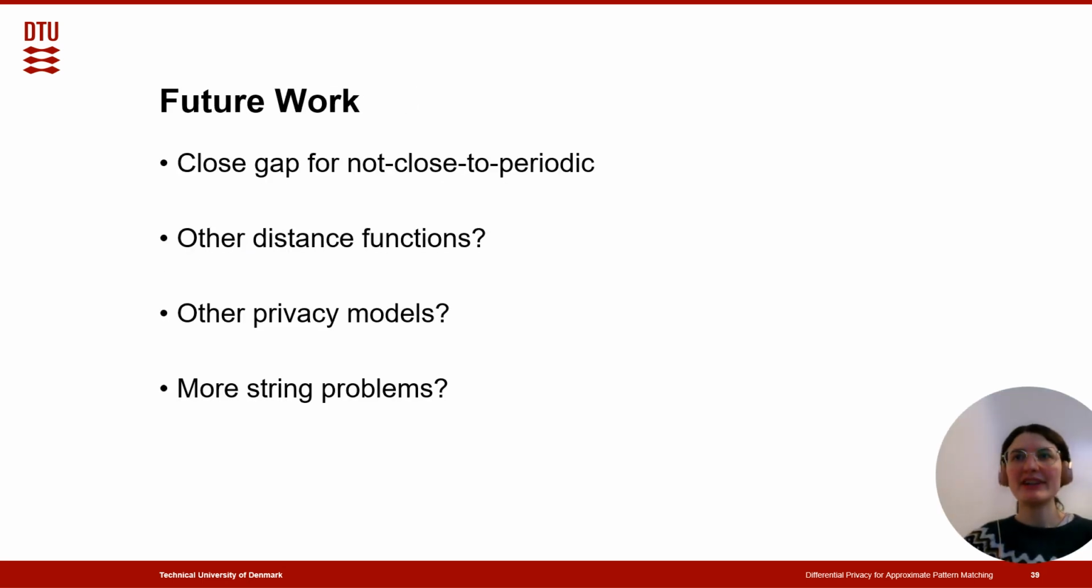I want to finish by mentioning some possible directions for future work. First, our results still leave a gap for the counting and the reporting version of the problem. Second, in this work, we consider the Hamming distance both for the definition of the approximate pattern matching problem, but also for the privacy definition. For both of those, one could consider other distance functions, for example, the edit distance. Lastly, there are many more string problems which could be interesting to study in the differential privacy model.